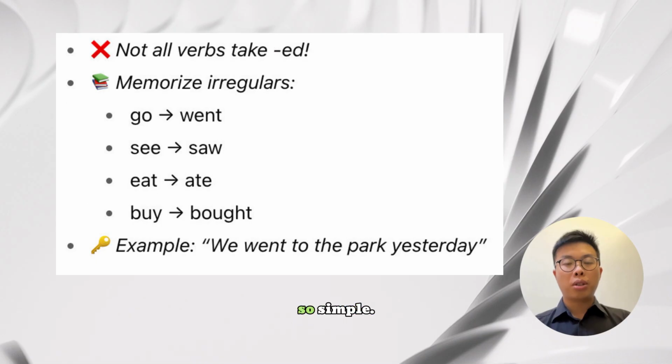Not all verbs are so simple. Irregular verbs don't follow the ed rule. You have to memorize them. For example, go, went; see, saw; buy, bought; eat, ate. Example sentences. We went to the park yesterday. She ate pizza for lunch. There are many irregular verbs, so practice is key. Over time, you'll start using them naturally.